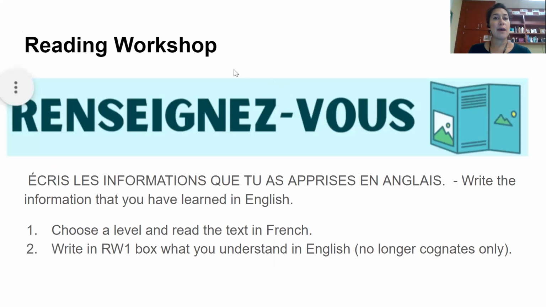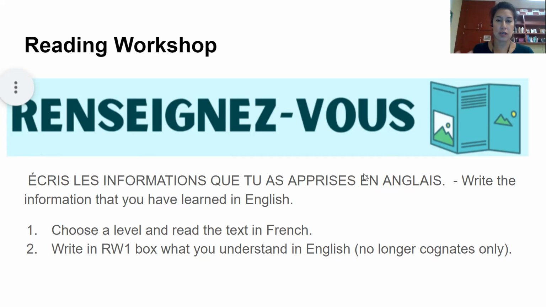Okay, so let's go. I want to explain real quick again what the reading workshop looks like, in case you missed it, because this is new. It started yesterday, so there's no longer this banner. It no longer says trouve le cognat. Now it says renseignez-vous. So you are writing the information that you learned in English. So you have to read the whole text, not just look for random words or cognates, just individual words. You are reading the whole text and then summarizing as best you can what you understand in English. So you're still only going to set your timer for 5 minutes.